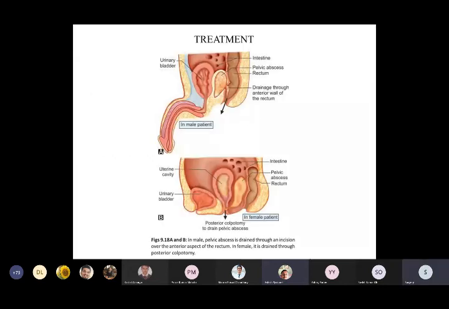The treatment of pelvic abscess, as we already mentioned above. There is a pelvic abscess between the rectum and urinary bladder in the male patient, and in such a patient we can drain through the anterior wall of the rectum, as shown in the picture above. And in picture B, it is a female patient. There is a pelvic abscess between the rectum and the uterine cavity, and we can drain it from the pouch of Douglas by colpotomy, as shown by the black arrow. That is the treatment for the pelvic abscess.